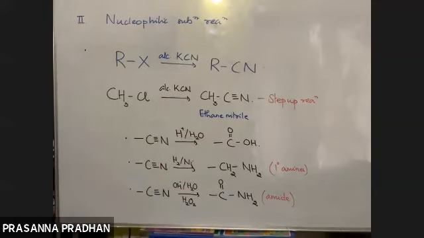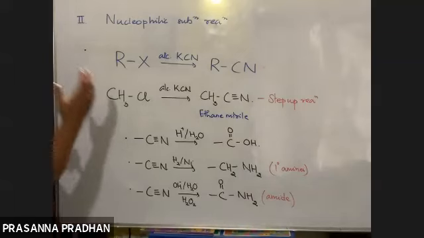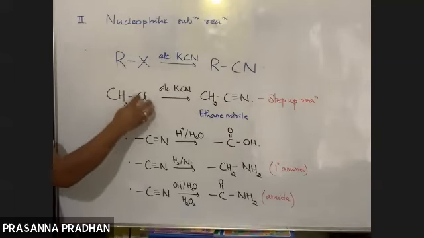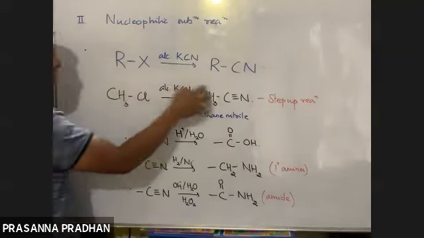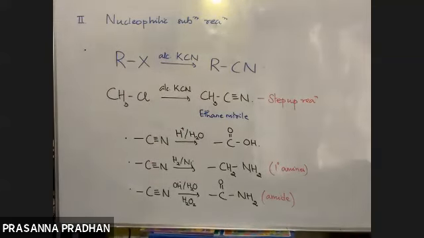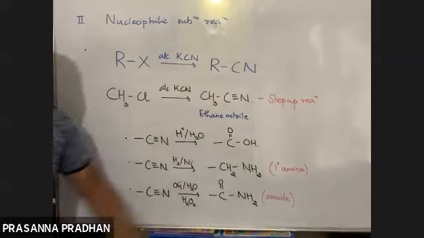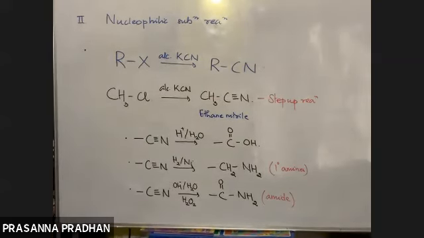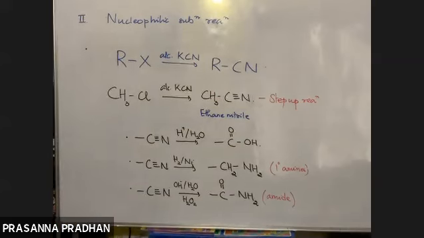So what have we studied out here? Yes, how we can substitute this halide by a nucleophile CN. What is the reagent? Alcoholic KCN is the reagent. Importance of this reaction, an extra carbon is introduced. And again, this CN can be converted into a number of other functional groups in this way.